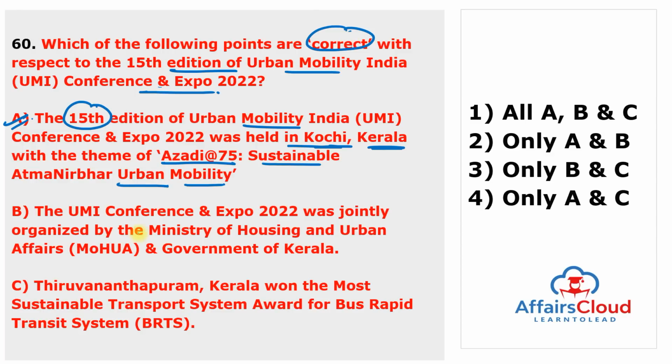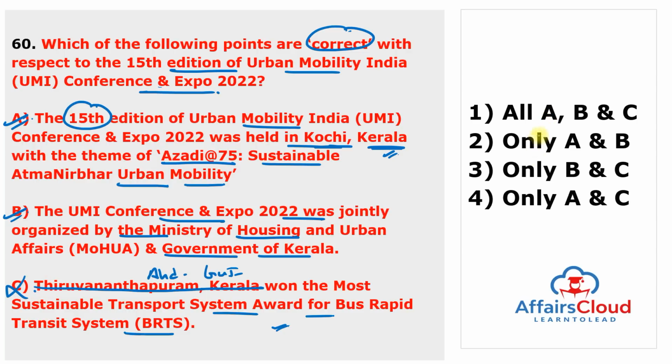First is true. Next is the UMI Conference and Expo 2022 was jointly organized by the Ministry of Housing and Urban Affairs and the Government of Kerala. This statement is true because it was hosted by Kerala. Next is Trivandrum, Kerala won the most sustainable transport system award for the bus rapid transit system. This is wrong because this is not Trivandrum, Kerala. This is Ahmedabad, Gujarat. Ahmedabad, Gujarat won the most sustainable transport system award for the bus rapid transit system. So this statement is wrong. So the only correct statements are A and B. So the answer of this question is second.